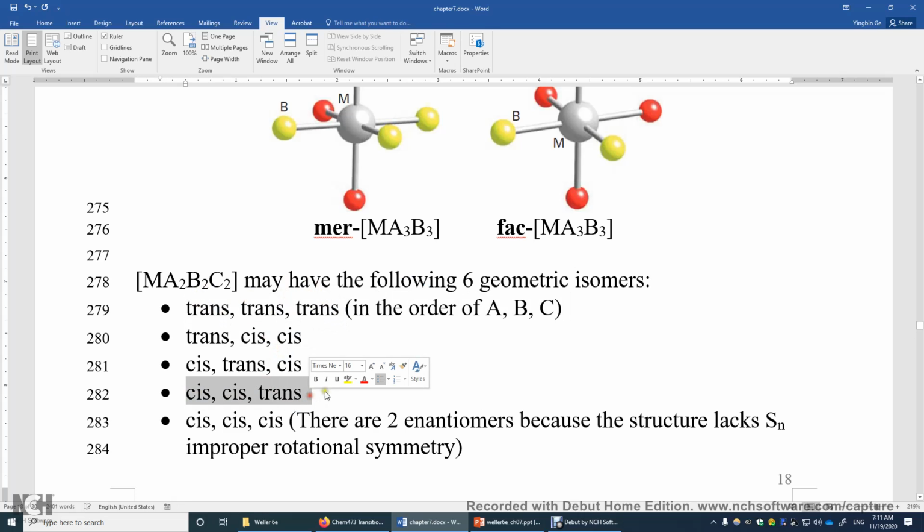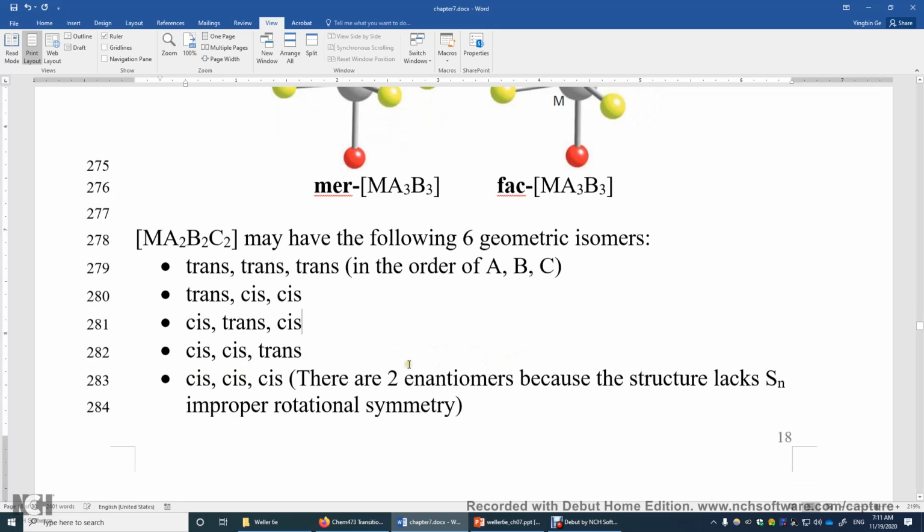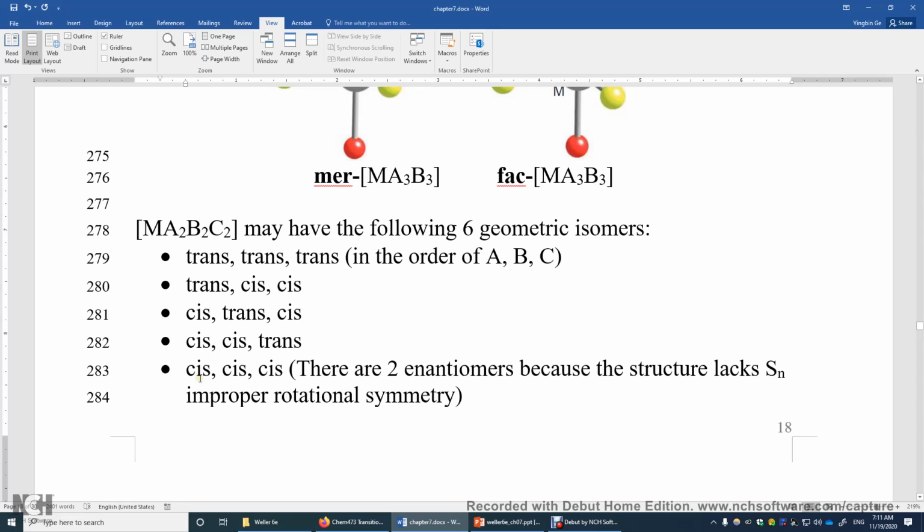All right, over here, the 2 Cs can be trans, and then the 2 As and the 2 Bs are both cis. Of course, you can have cis, cis, cis. So the 2 As are cis, the 2 Bs are cis, and the 2 Cs are cis. In this case, there are actually 2 enantiomers. This transition metal complex structure is chiral. This is because this structure lacks an improper rotation symmetry element.